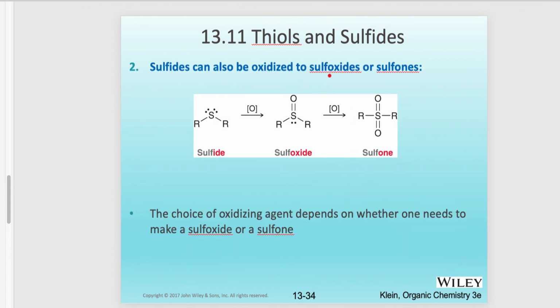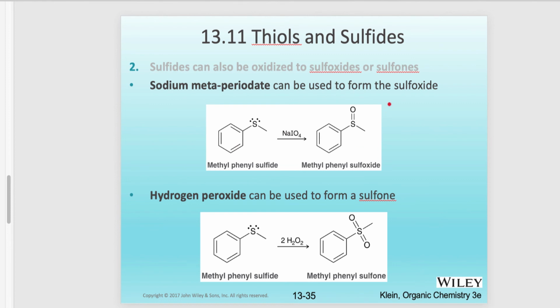Sulfides can also be oxidized to two more classes of compounds, sulfoxides and sulfones. Here you see the square brackets indicating oxidation. Different reagents are used to either go from here to here or to go directly from here to here. Notice that a lone pair is replaced with a double bond to oxygen, and then here an additional lone pair has been replaced with a double bond to oxygen. So what kind of oxidizing reagents do we use? That's shown on the next slide.